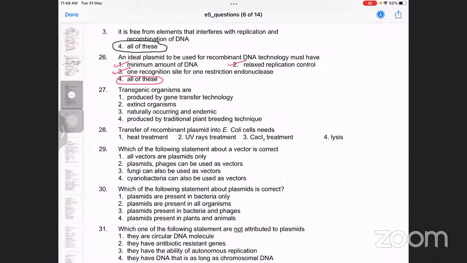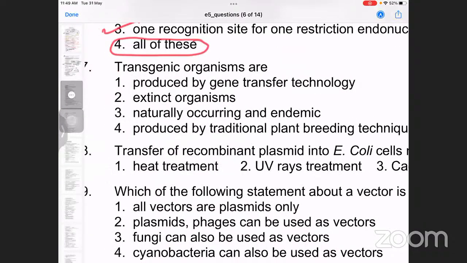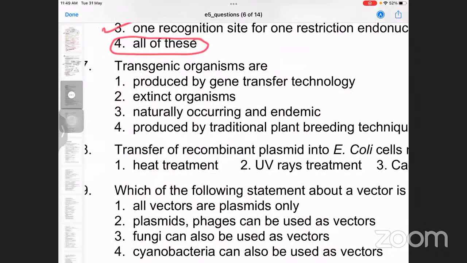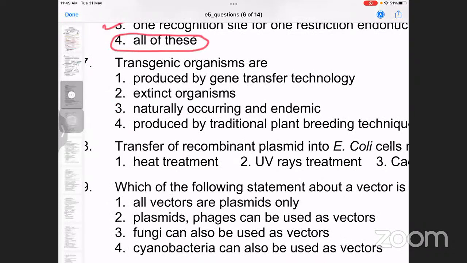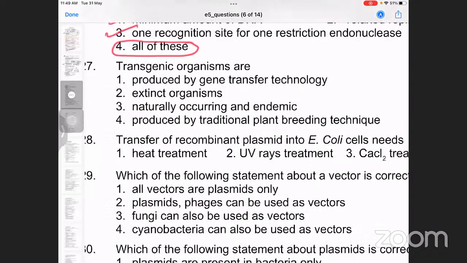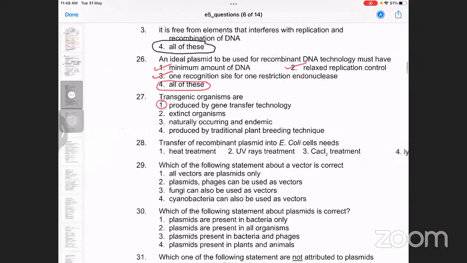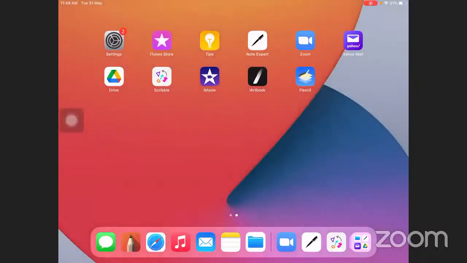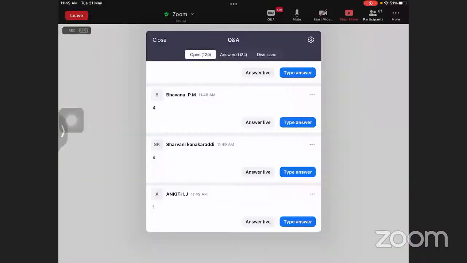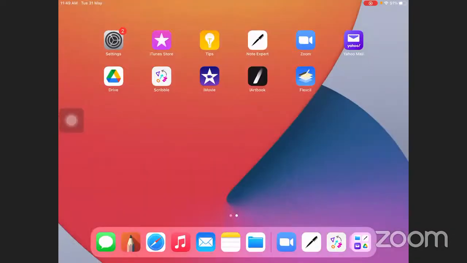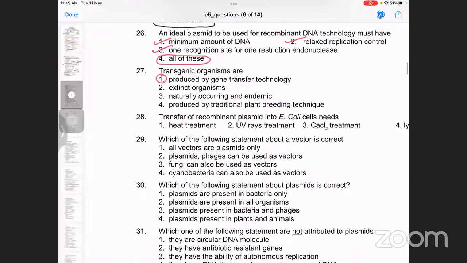Then transgenic organisms, what are transgenic organisms? They are produced by gene transfer technology, extinct organisms, naturally occurring endemic species, or produced by traditional plant breeding techniques. They are produced by gene transfer technology. Transgenic animals or organisms are produced by recombinant DNA technology or gene transfer technology.